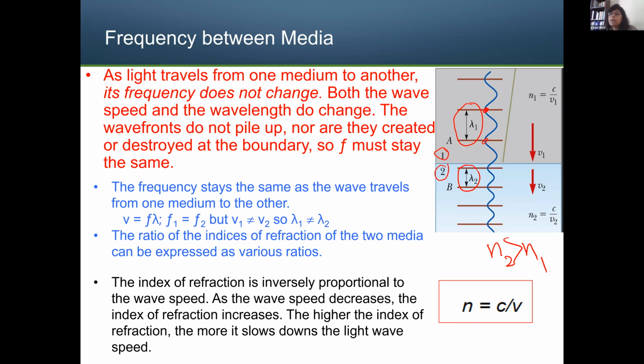So now, since we know that N2 is greater, we know that V2 should be smaller, because the definition of N is C divided by V. When N is greater, my V2 should be lower. So the velocity in this media is less than the velocity in the first media, to make everything make sense. Okay, so frequency stays constant, but velocity decreases and wavelength decreases, to satisfy the equation velocity equals frequency times wavelength.